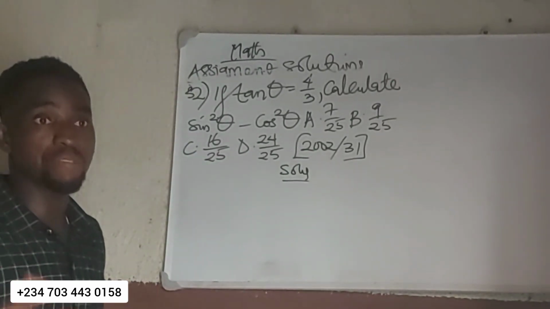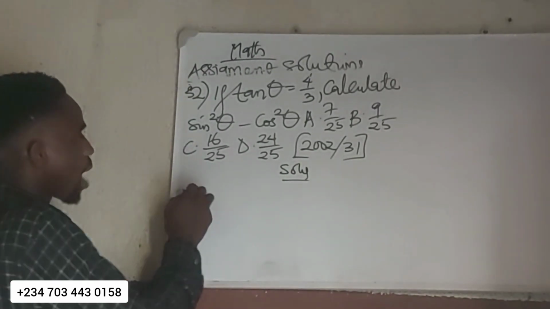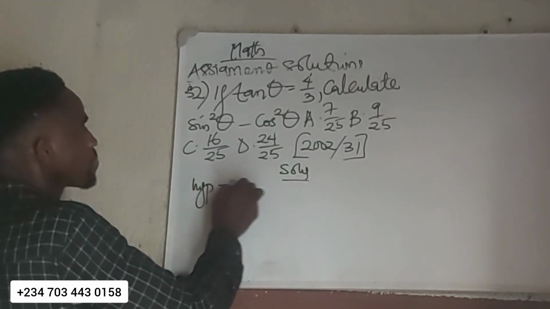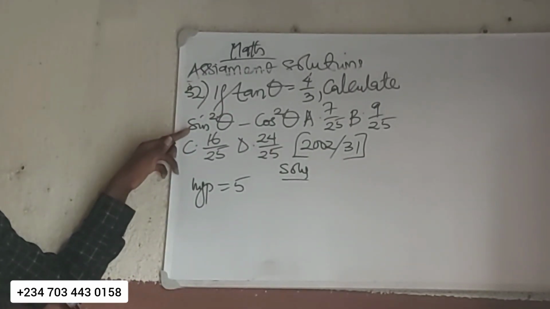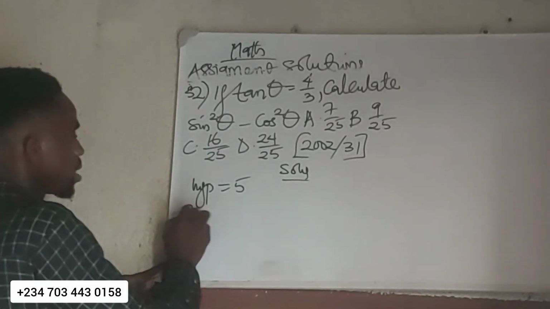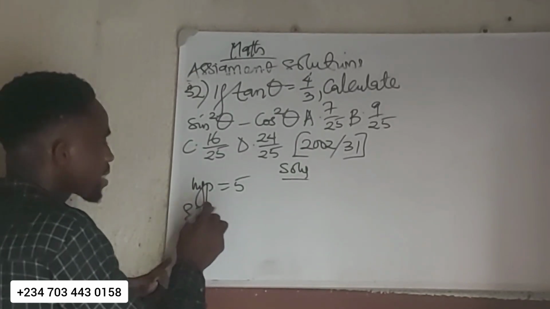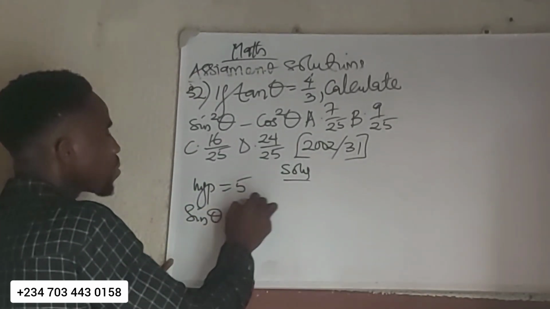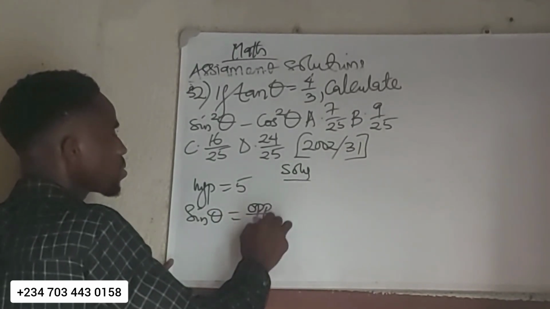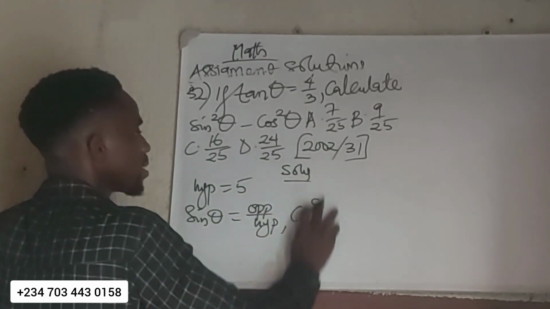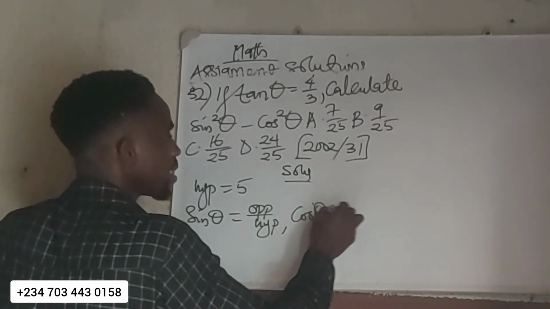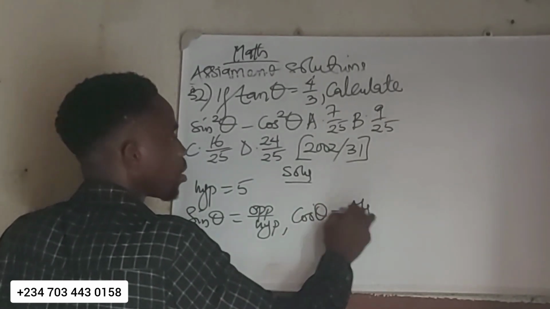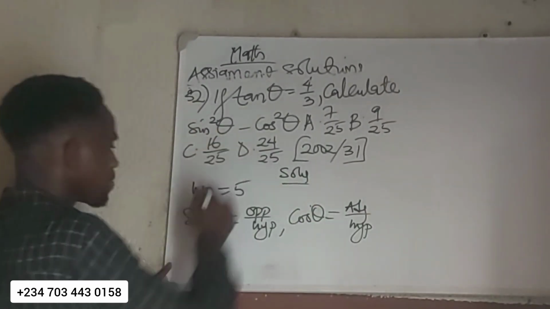So there is no need to solve and find the hypotenuse. We already know that our hypotenuse is going to be 5. So here we are looking for sin square theta, right? Sin theta is opposite upon hypotenuse, and cos theta is adjacent upon hypotenuse. So let's put the values.